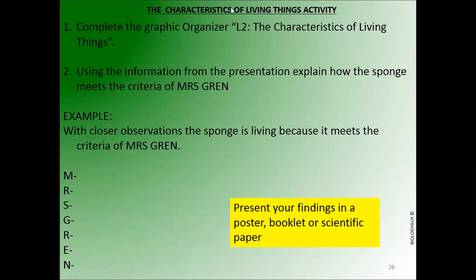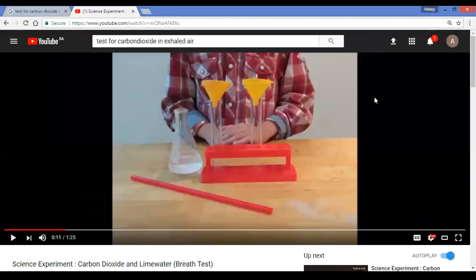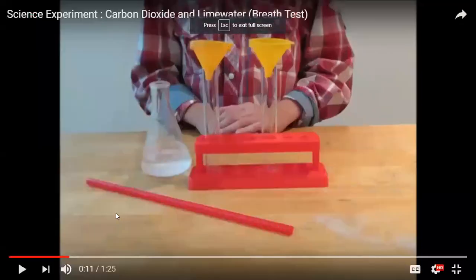So if someone asks you how do you test for the presence of carbon dioxide in an organism, it's pretty easy. Now we're going to see how to test for the presence of carbon dioxide in what we exhale. When we breathe in oxygen, we breathe out carbon dioxide. Now we have a demonstration here. It's trying to show how we can test for carbon dioxide in air or in what we exhale.